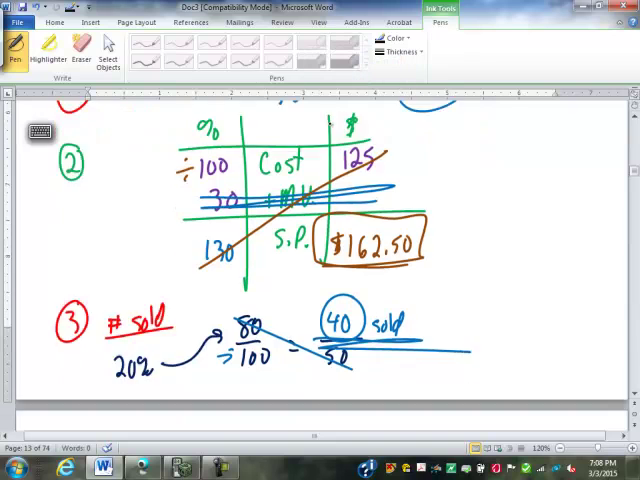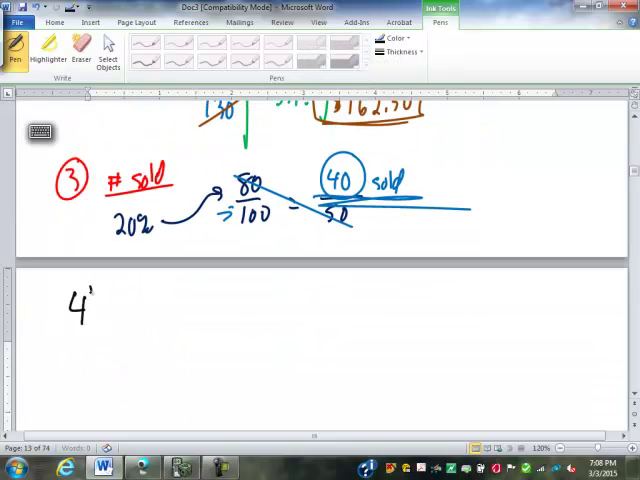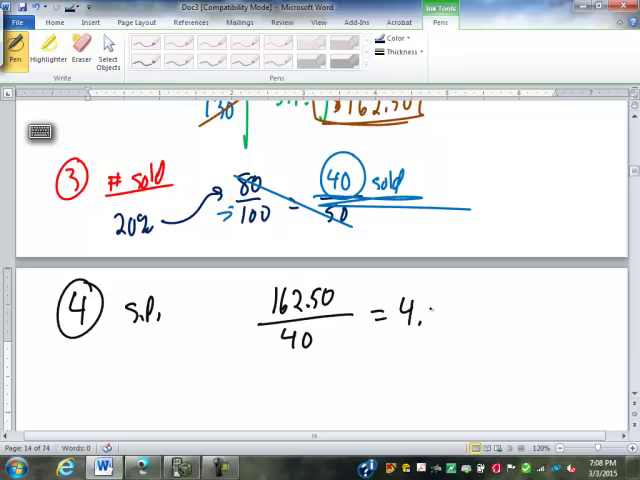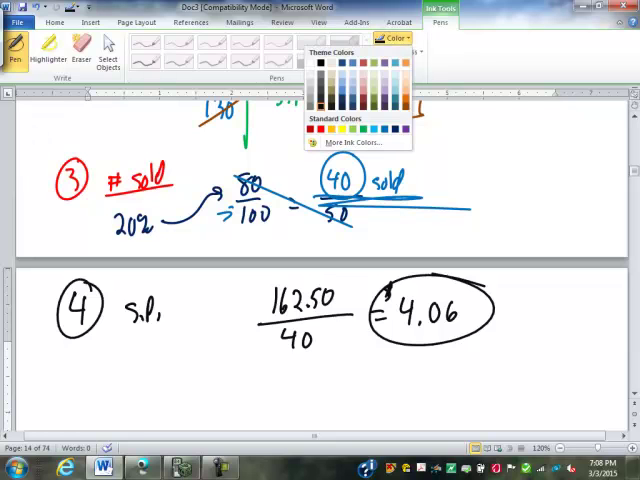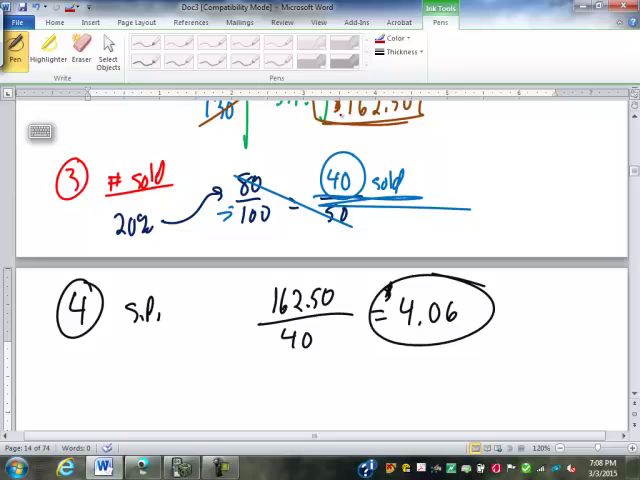So then what? The final selling price. Very good. We're going to take the $162.50 divided by 40, which will give us 4.06, basically. $4.06. 4.0625, if I remember correctly. That's a pretty cheap t-shirt, yeah.